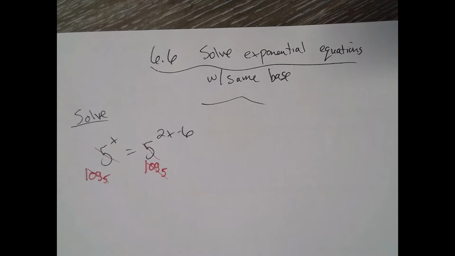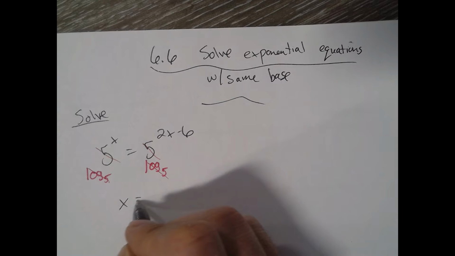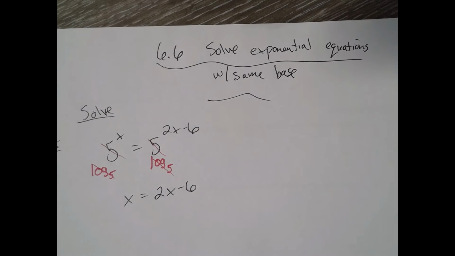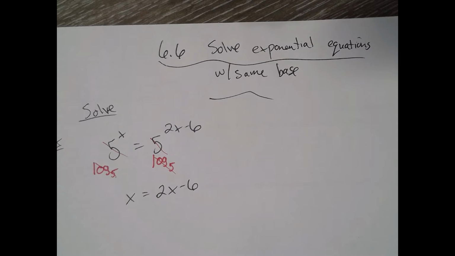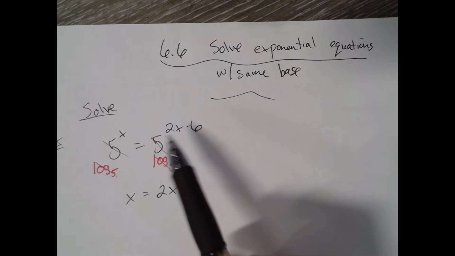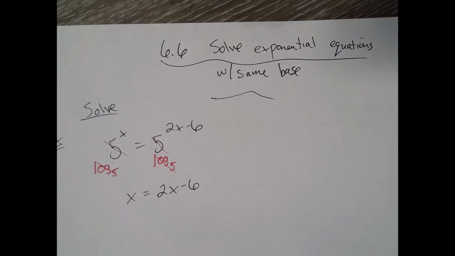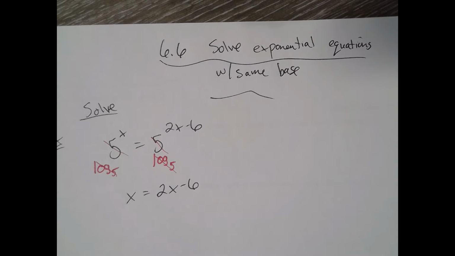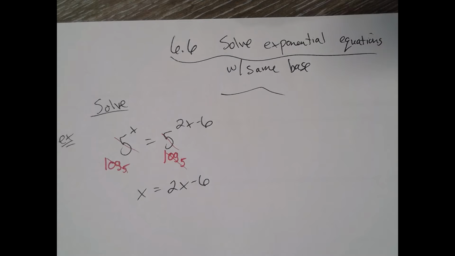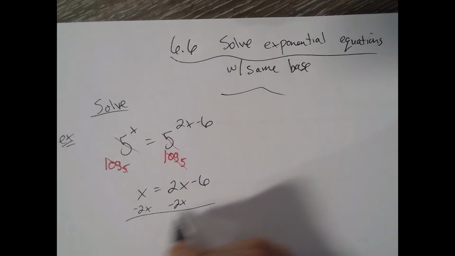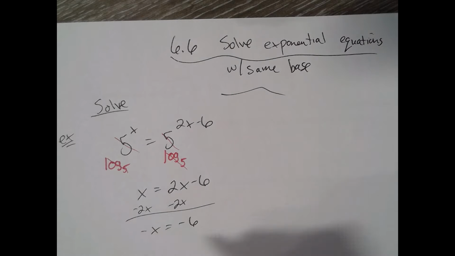So I'm left with x equals 2x minus 6. Now you don't have to show me that every time. If you look at that and the bases are the same, you can simply set the exponents equal to each other. But that's why it works, because I could do a log base 5 of each side, and that'll get rid of both of the 5s. Now it's just a simple two-step algebra equation. We'd subtract 2x and divide by negative 1, so x equals 6.